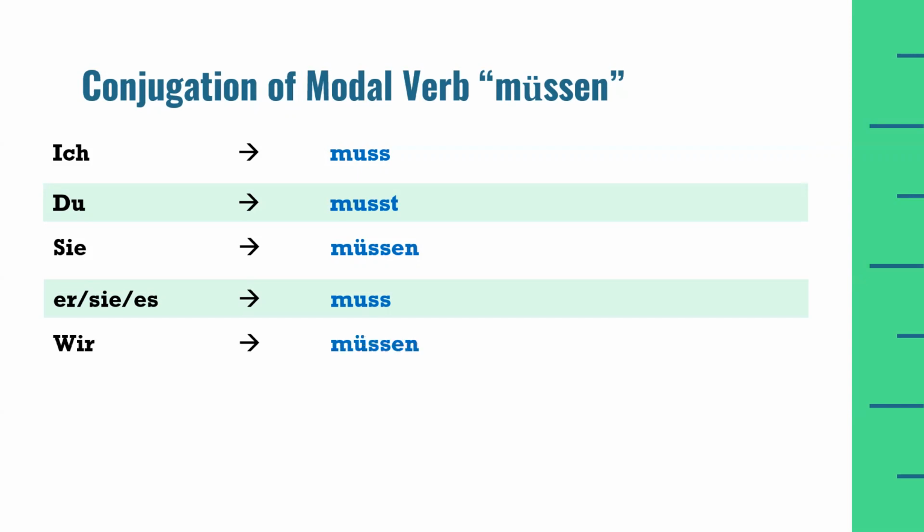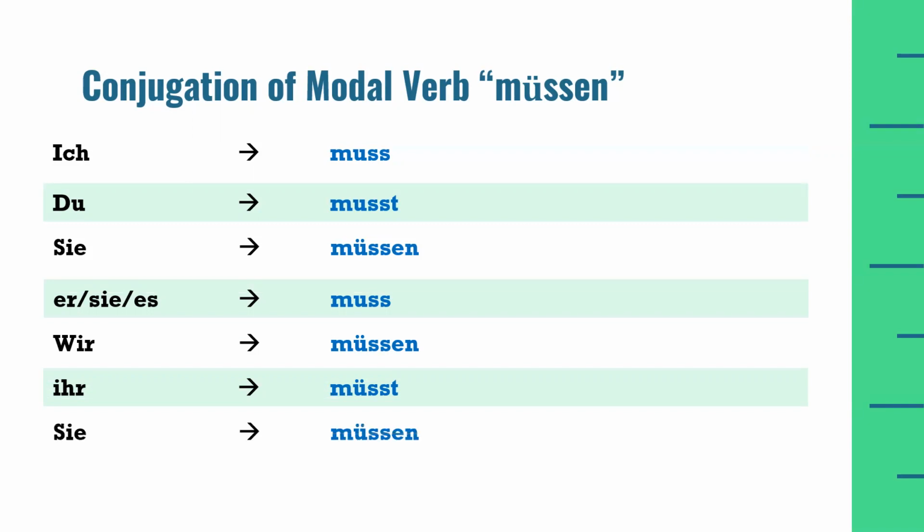If the subject of the sentence is wir, which means we, then müssen will remain müssen. If the subject of the sentence is ihr, which means you people, collective plural in an informal way, second person, then müssen becomes müsst. Or Sie, which means you people, again in a formal way, second person, plural, then müssen remains müssen. And also for sie, which means they, müssen remains müssen. So these are different conjugations of modal verb müssen.